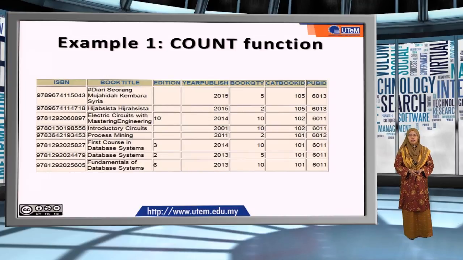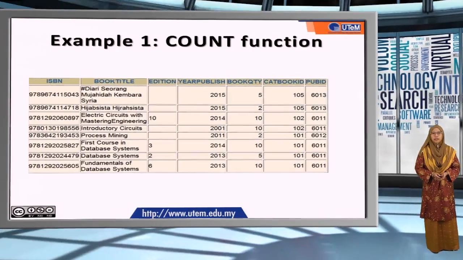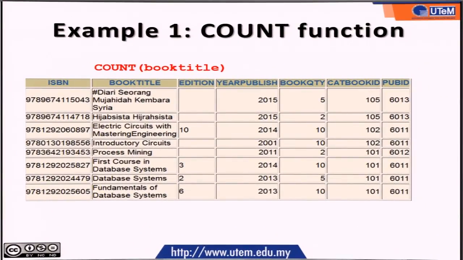Now, let's look at how the count function works. The count function counts the number of rows of the book title column and returns the number of rows, which is 8.